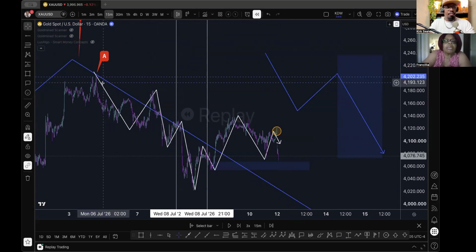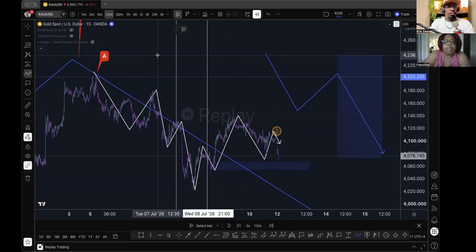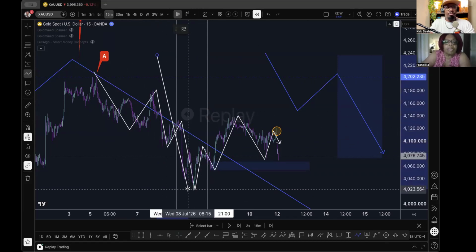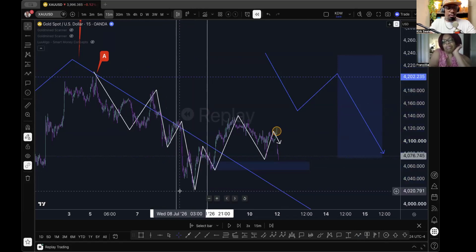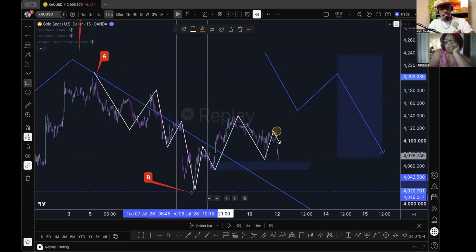This is the highest point from where we started. All right. So price started from here. It kept going down and down and down. And this point right here is the lowest point that it's been at so far, right down here. So we're gonna put a horizontal line down there too, and I'm going to call that B.